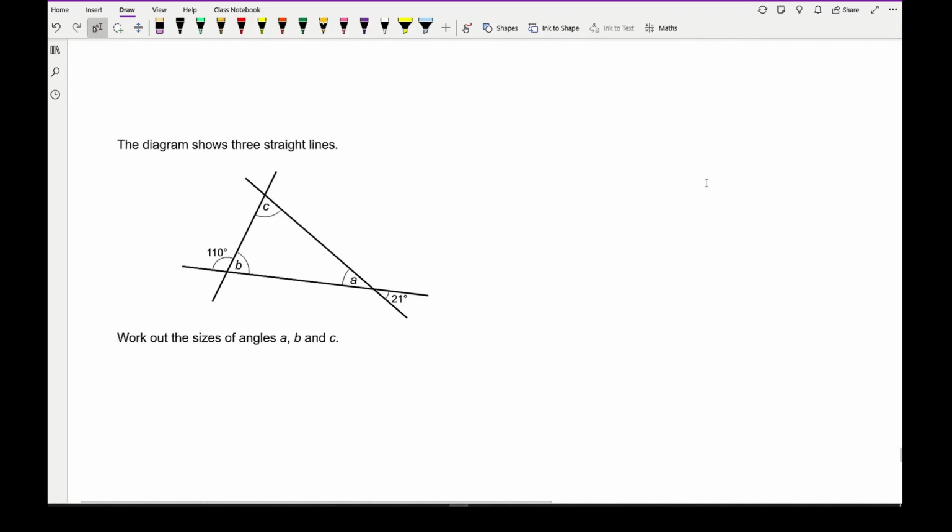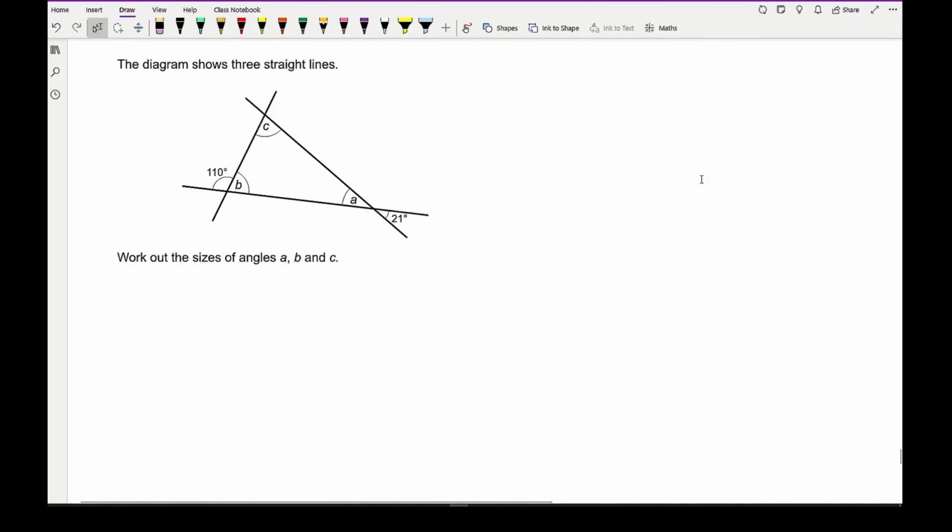So moving on to our next question. From this, you just want to highlight what you can see. Now in this particular question, I can't see any parallel lines because there's no marking of the lines. But what I can see is a lot of opposite angles, a triangle, and lots of straight lines. So what I'm going to do here is work the missing angles out in alphabetical order.